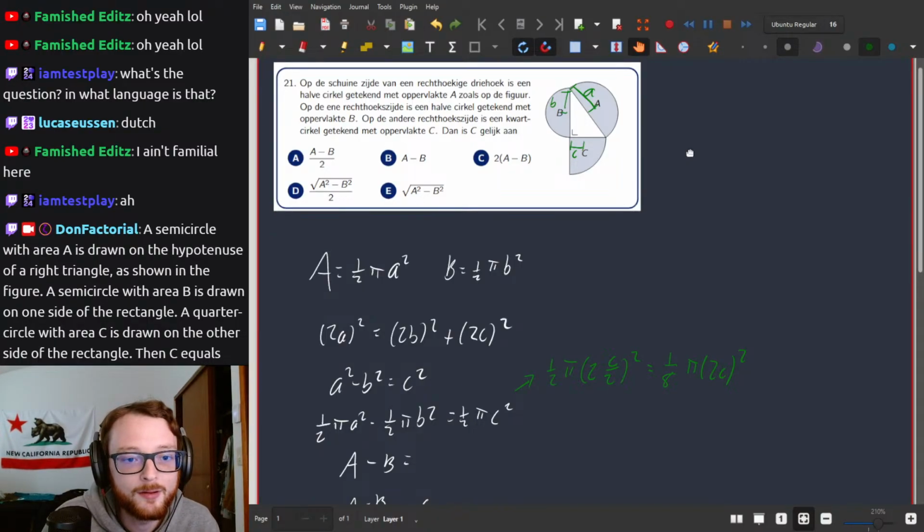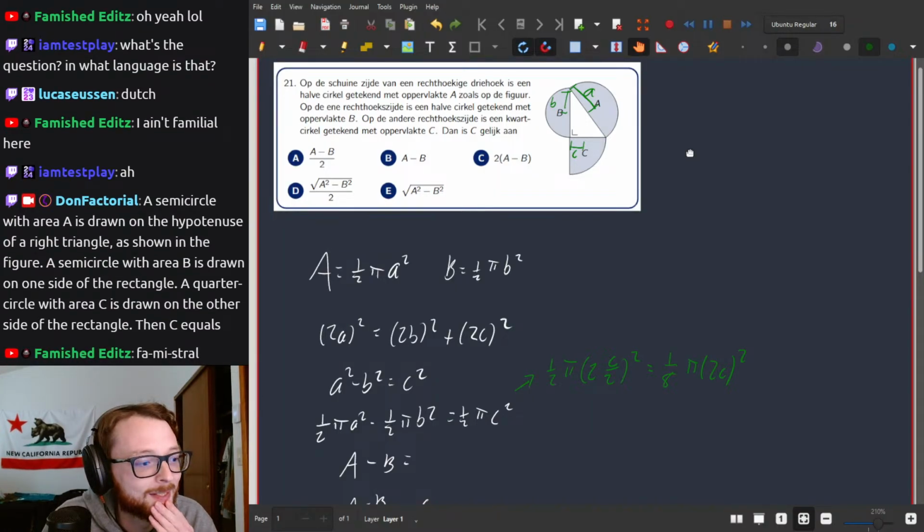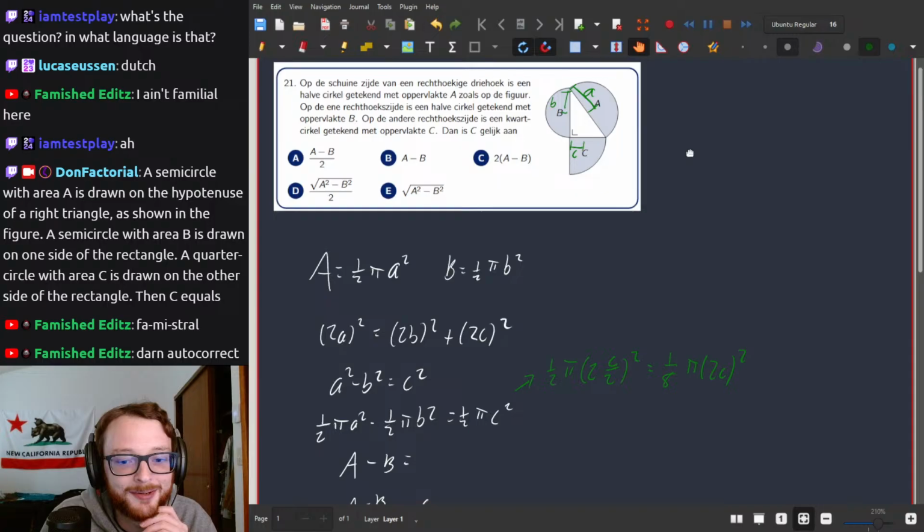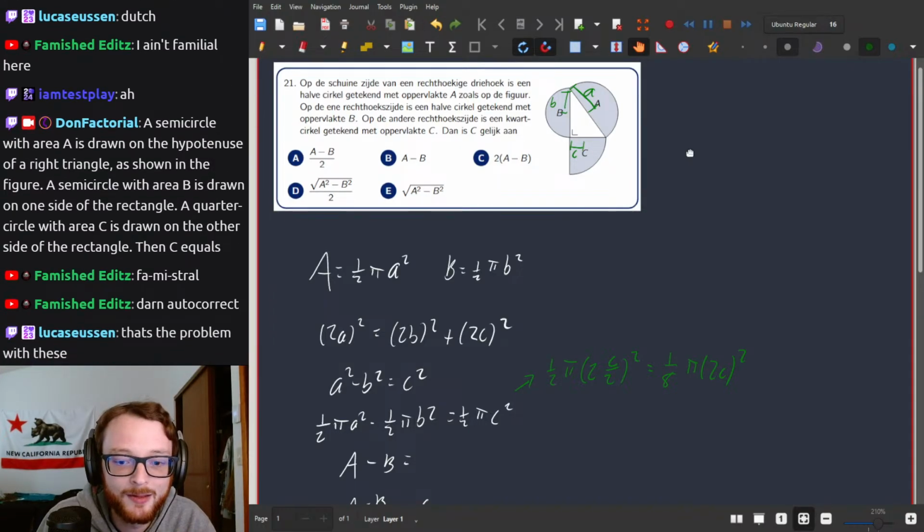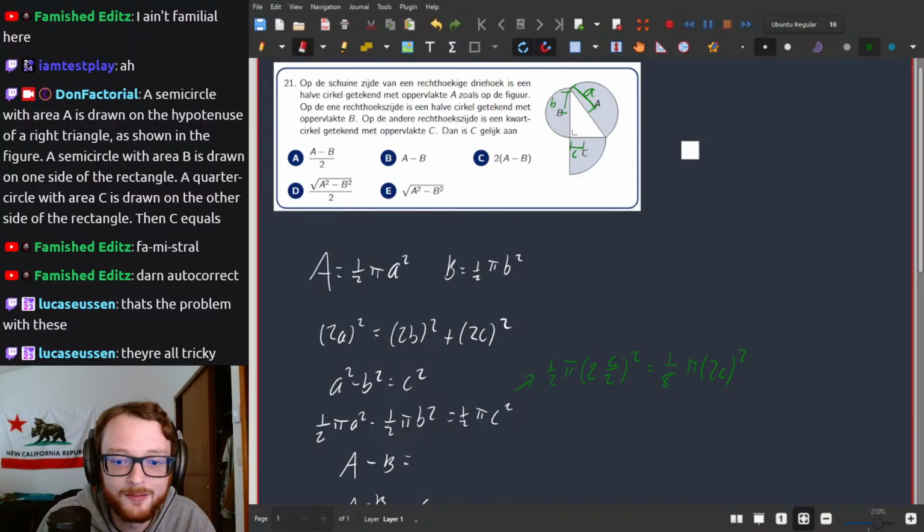I thought I did this right, but I got tricked. This is a tricky one. They're all tricky, I can believe that. I think Olympiad problems are all a bunch of tricks and you just have to learn them.